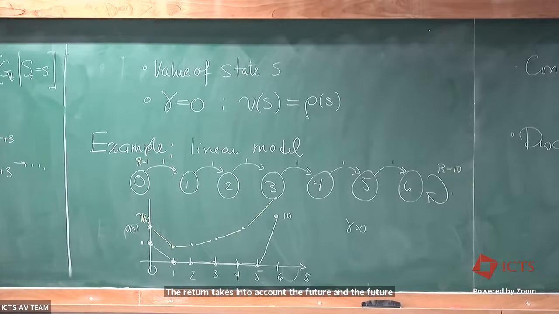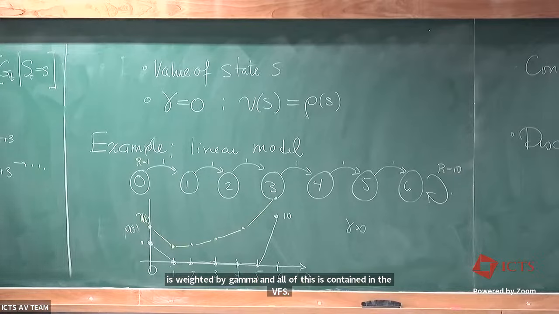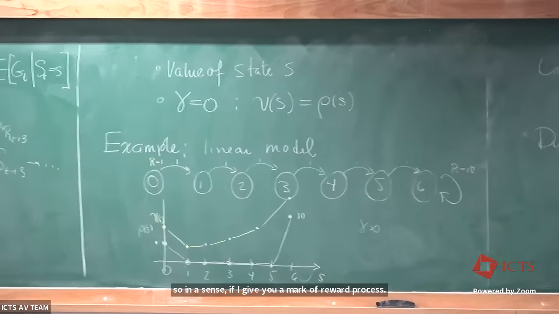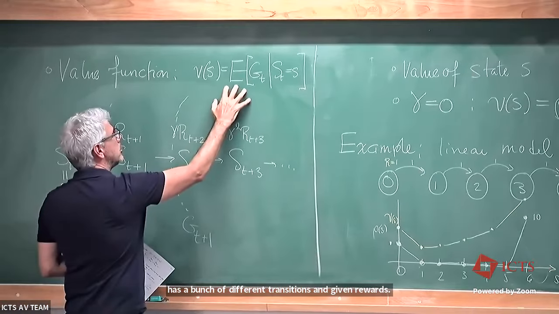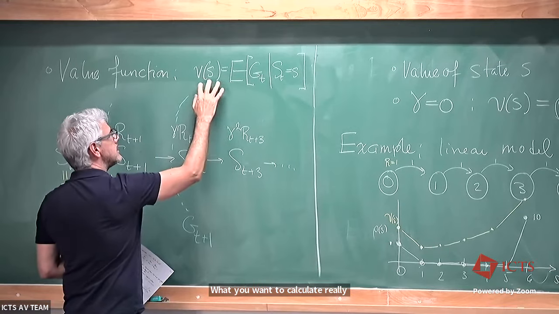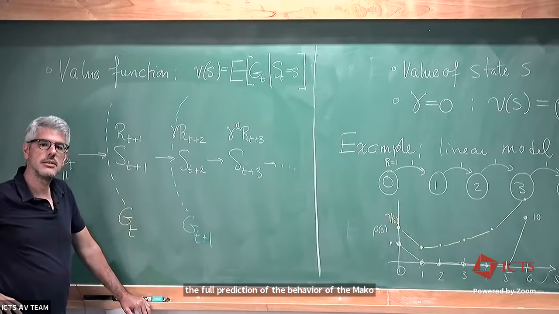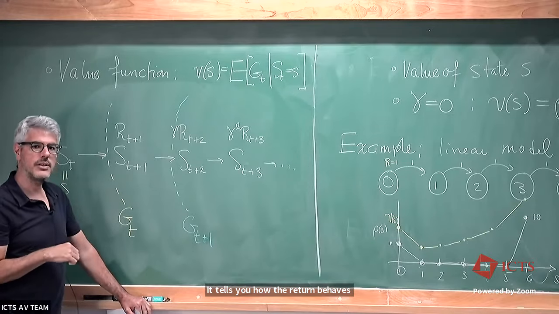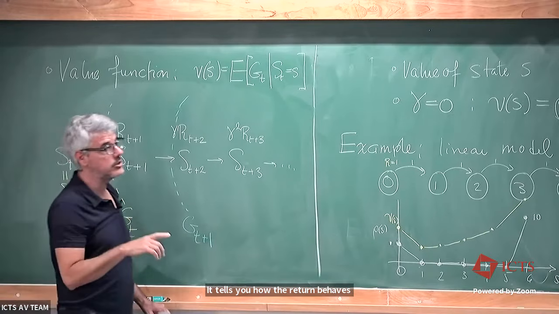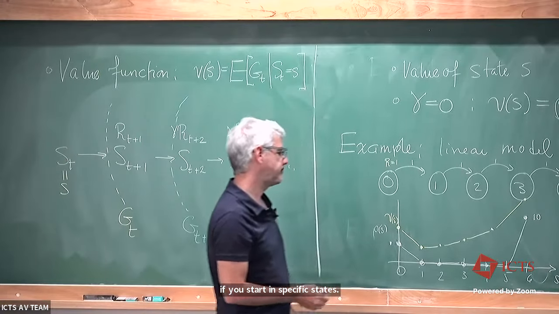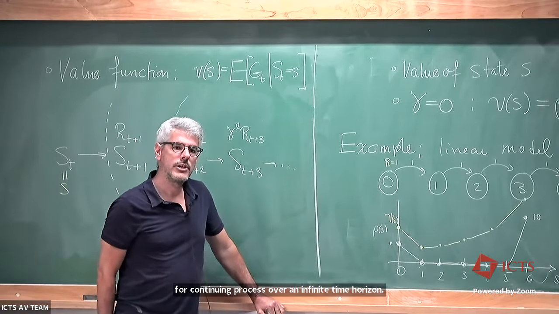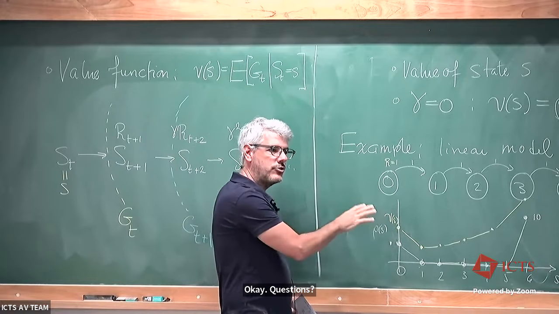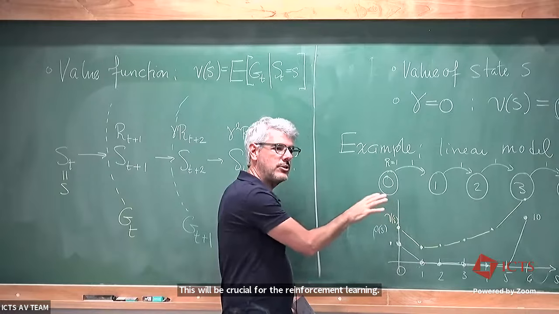Okay, so in a sense, if I give you a Markov reward process as a bunch of different transitions and given rewards, what you want to calculate, really, the full prediction of the behavior of the Markov reward process, is all encapsulated in this V of S. It tells you how the return behaves if you start in a specific state. Again, for a continuing process over an infinite time horizon. Okay? Questions? This will be crucial for reinforcement learning. So when we get to Markov decision processes, we're going to see those diagrams again and again.